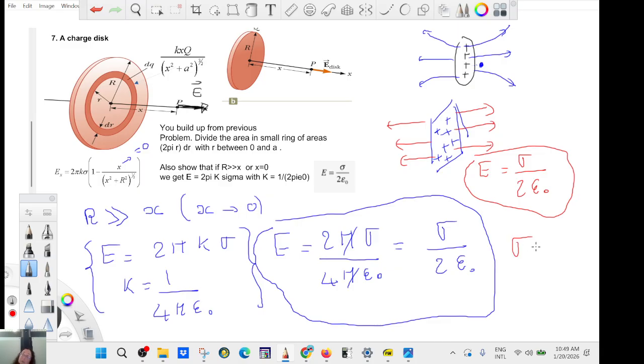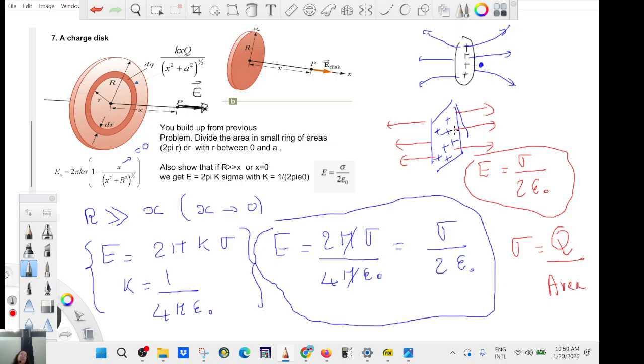Sigma will be the charge per unit area. So if it's a rectangle, it will be width times length. If it's a disk, it will be pi r squared. But this is very important: if you are not too far away, the electric field will stay the same.